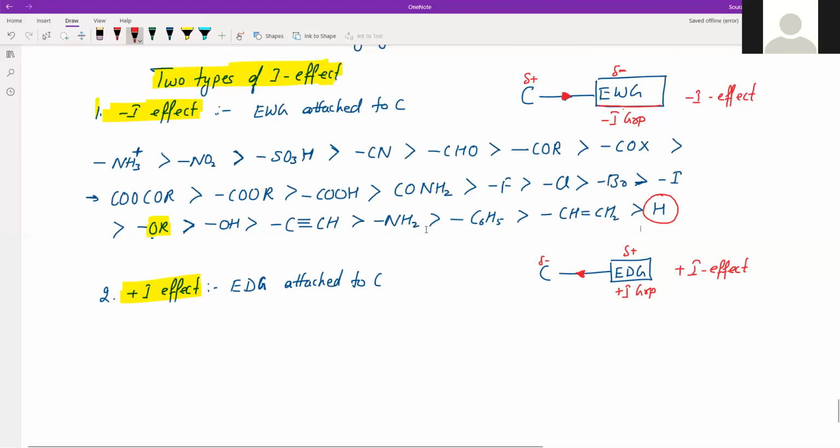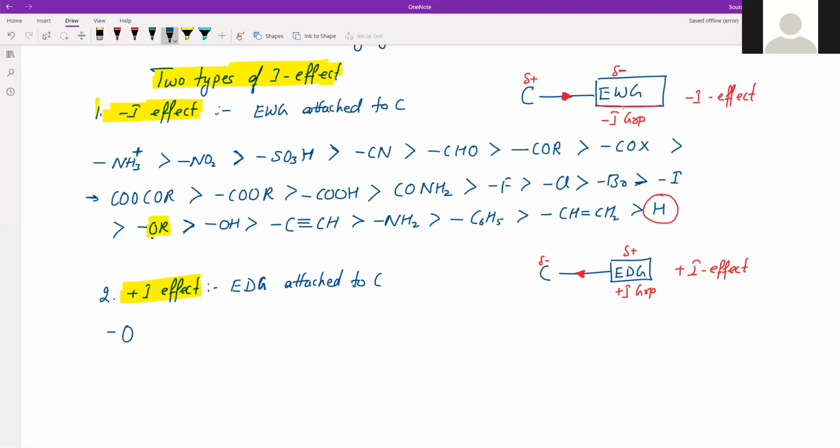Okay, now coming to minus I effect. The groups which will show plus I effect should repel electrons, so they should be negatively charged. If you see above minus I effect, there are species which are either positively charged, or electron deficient, or have electronegative atoms in the group, right? Now coming to plus I effect, what all groups will show this, we'll see that.